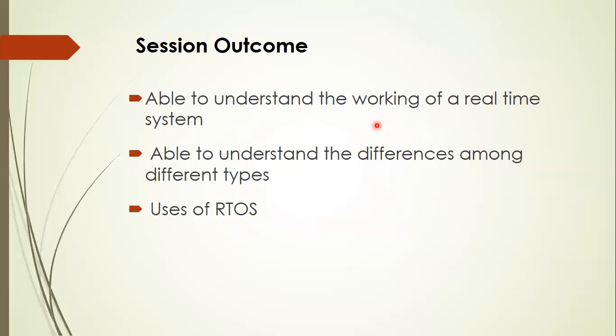At the end of this session, you should be able to understand how a real-time operating system works, what the different categories or types of real-time operating system are, where each category is useful, and where real-time operating systems are actually useful. In real-time, we have two different categories. Which category is useful for which application? These things we are going to study. After attending the session, you should be able to understand these concepts and answer these questions.